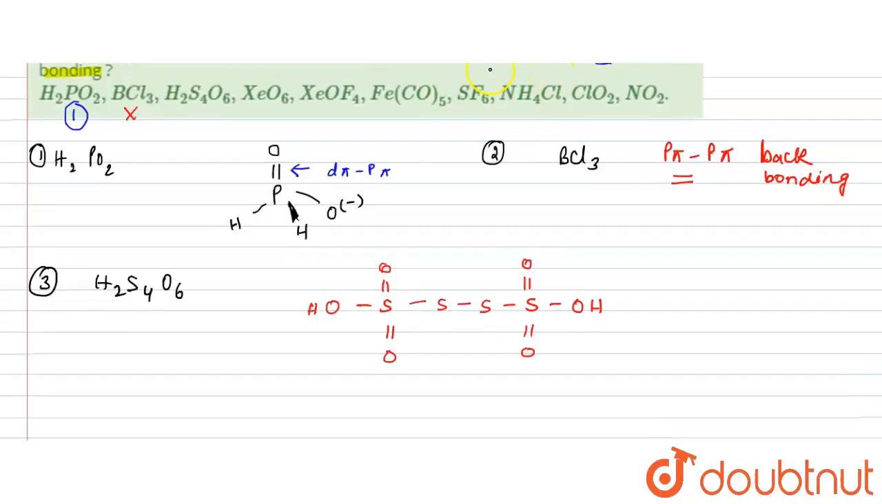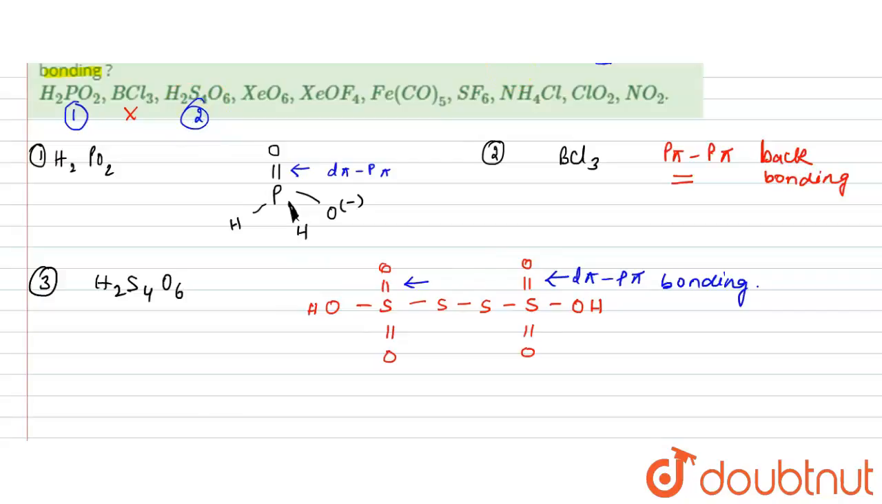Now again you can see very well that there is involvement of d pi p pi bonding, with the vacant d orbitals, between S double bond O and S double bond O. So you will say that it will also be counted. So this is the second one.